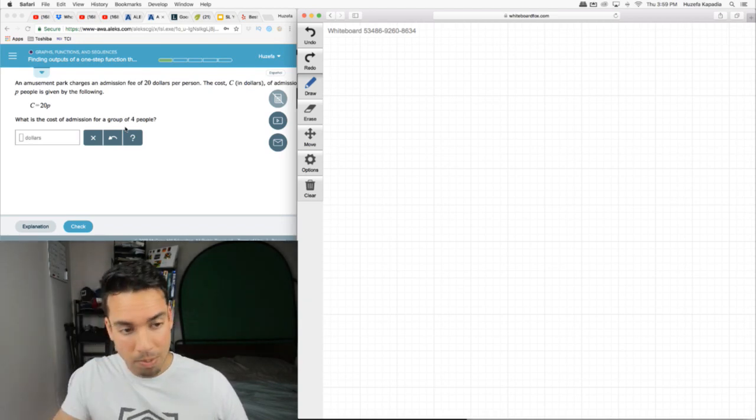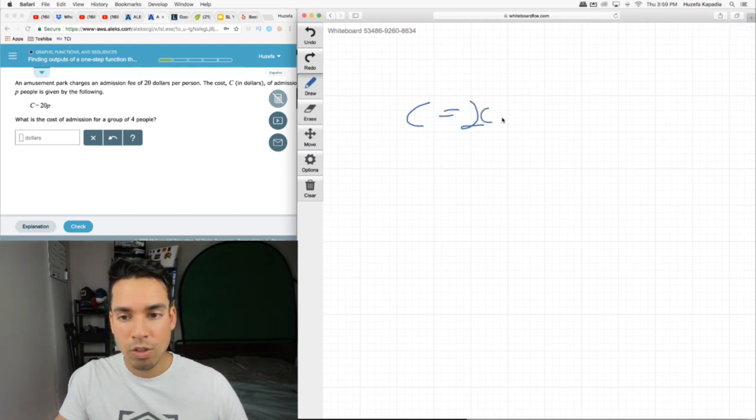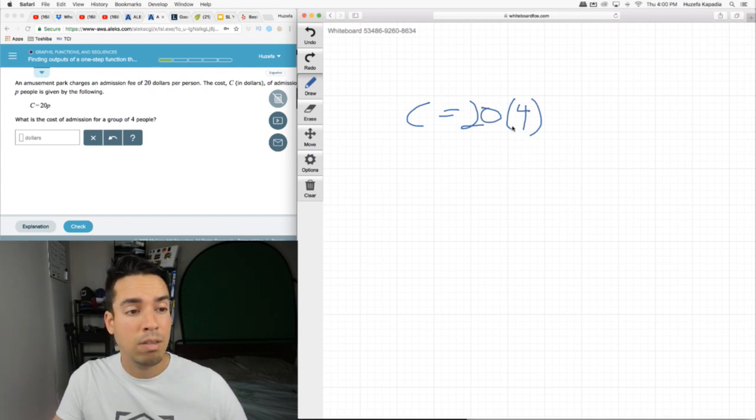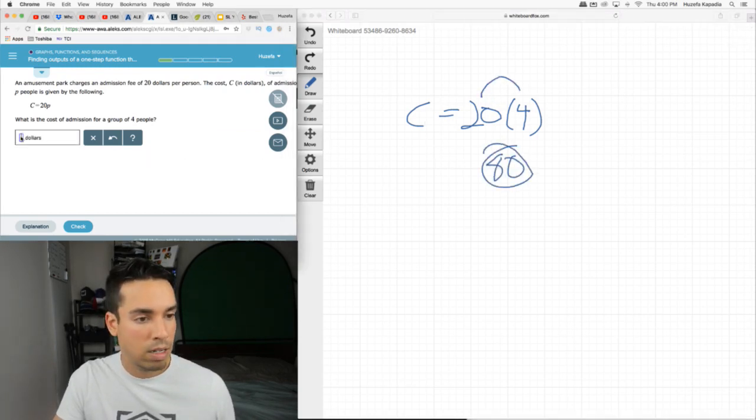Remember, P represents the number of people going. So we're just going to replace that P value with 4. I put parentheses in to show that this is a multiplication. That's not 20 and then P is like the 3rd digit. That's 20 times P. So 20 times 4, which is $80.